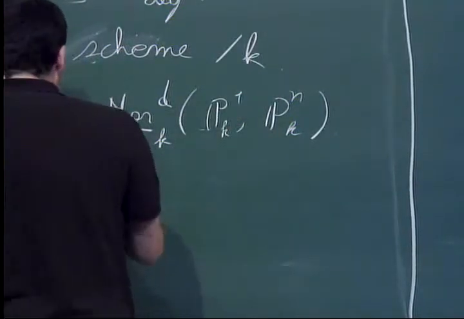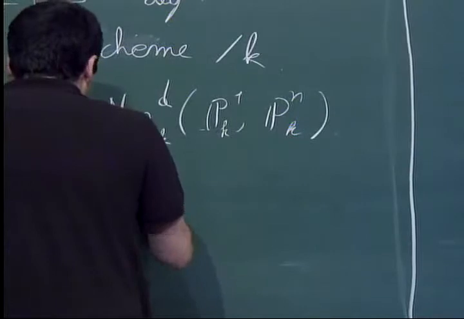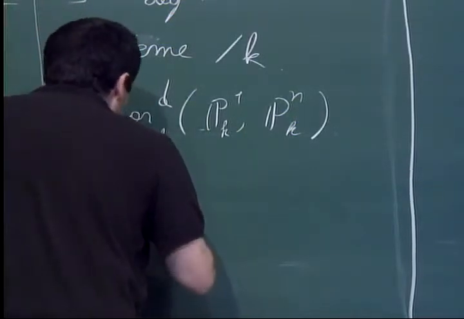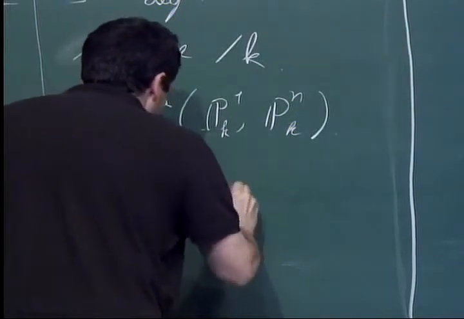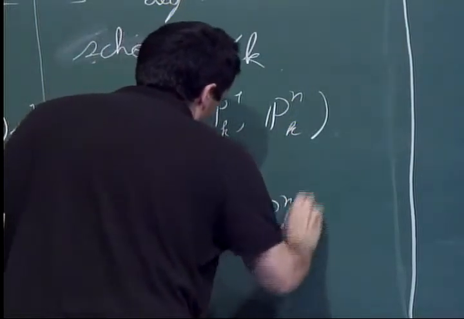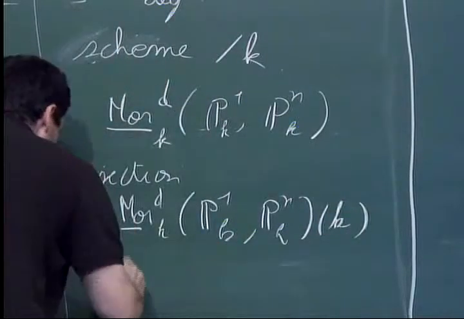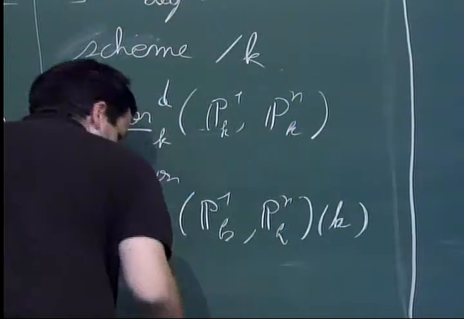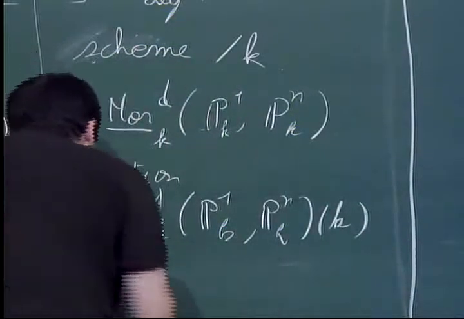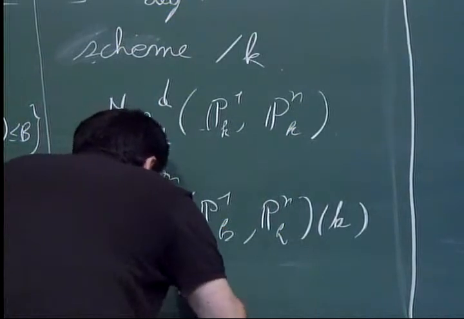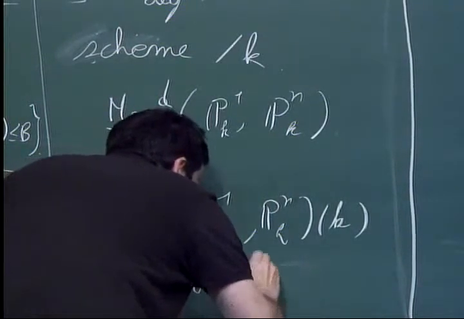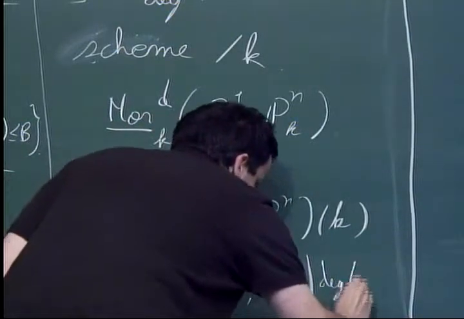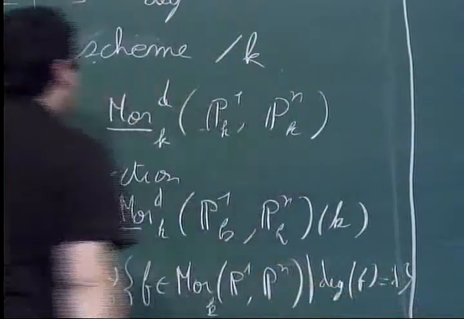So, as we have seen, in particular, there is a bijection between the set of points of this scheme which are defined over little k and the set of morphisms from P1 to Pn over little k, such that the degree of f is equal to d.